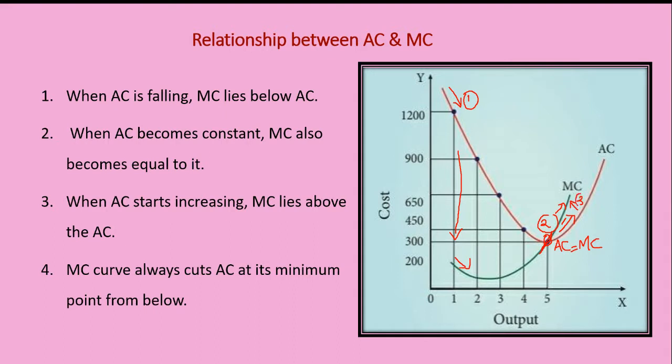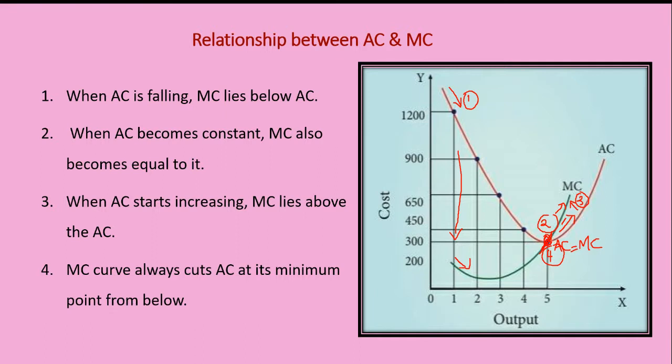Then the last point, again it's here. The last point is also at this point. Okay. What happens? The MC curve always cuts AC at AC's minimum point. This is the MC curve. So which is AC's minimum point? This is the minimum point.